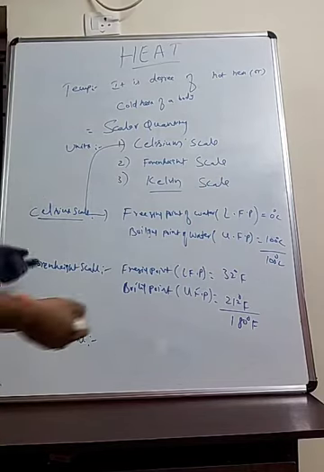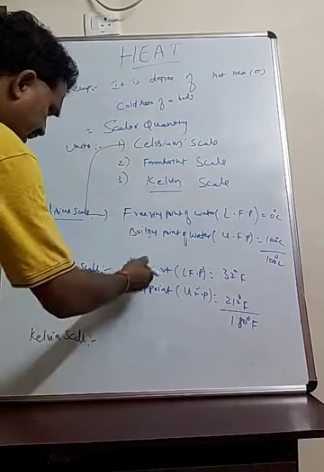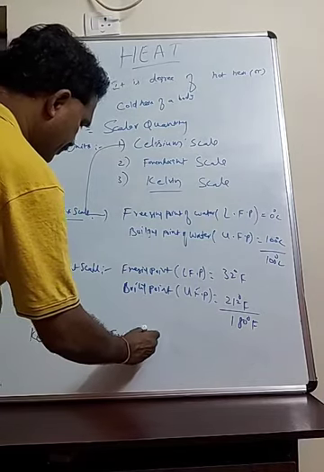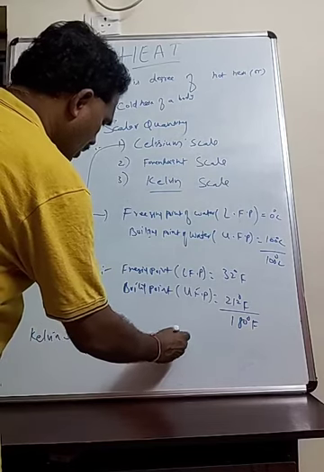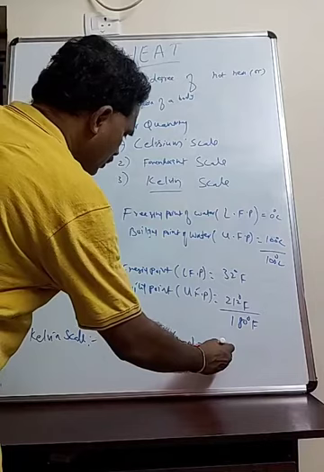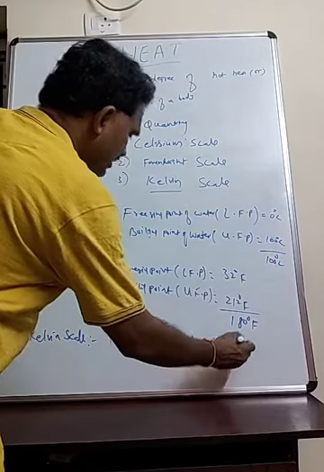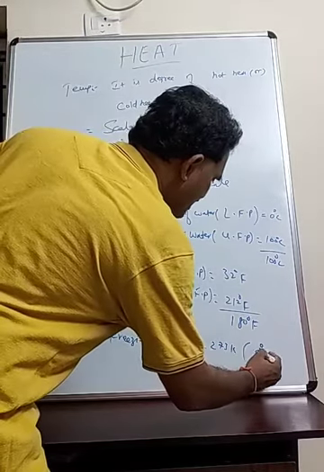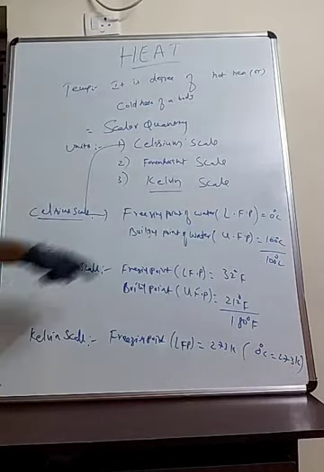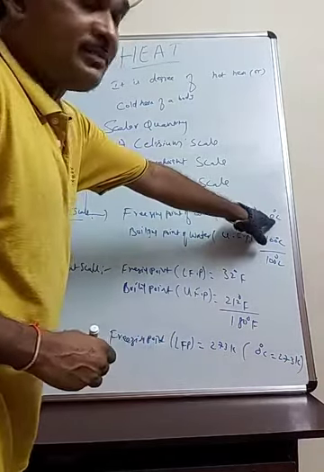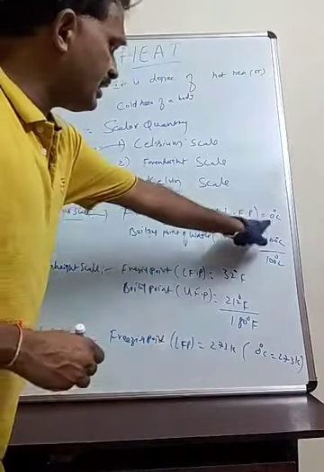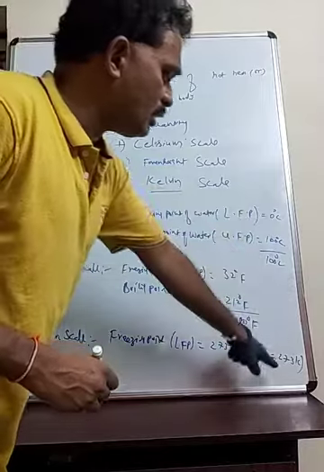So in the Kelvin scale, the freezing point of water, the lower fixed point (LFP), is equal to 273 Kelvin. That means 0 degree centigrade is equal to how many kelvins? 273 kelvins. Here the LFP is 273 kelvins. So we can write 0 degree centigrade is equal to 273 kelvins.